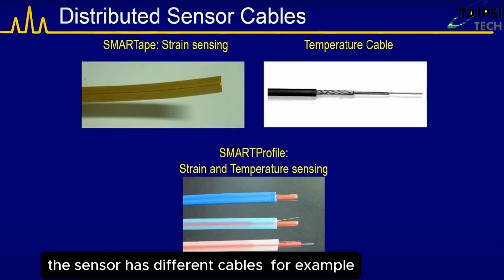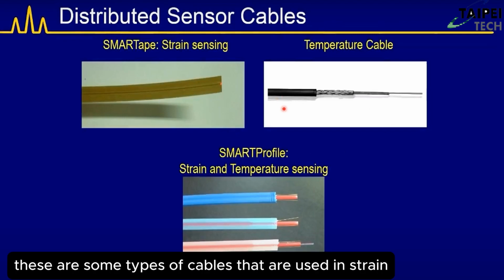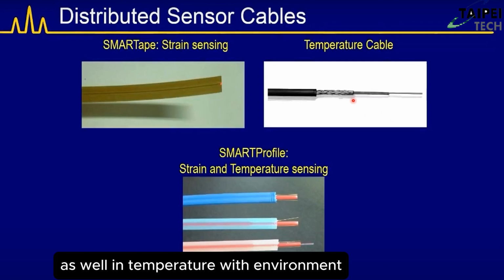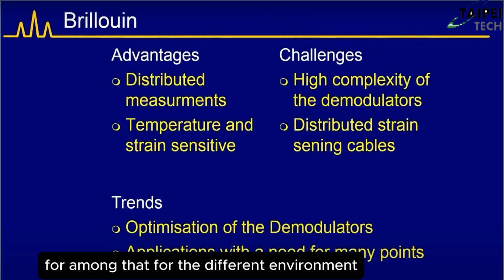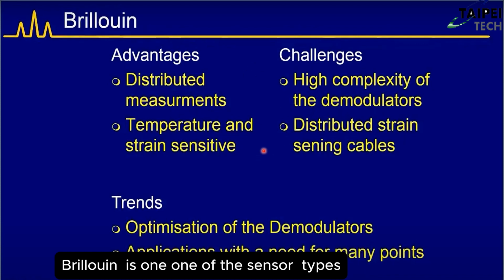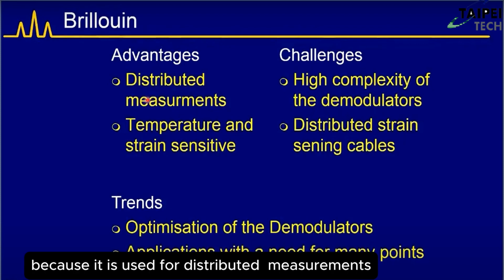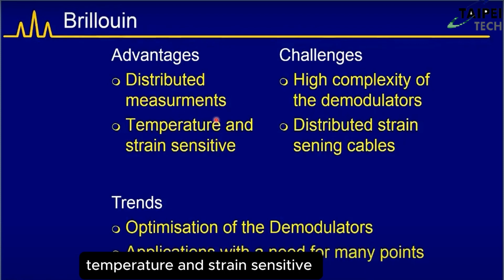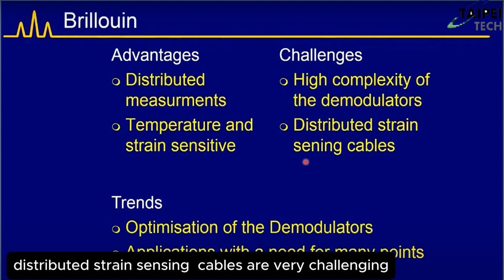The sensor has different cables. For example, we may use a strain sensing cable and a temperature cable. These are some types of cables that are used for strain as well as temperature in a distributed environment. Among those, for the distributed environment, Brillouin is one of the sensor types. It has advantages because it is used for distributed measurements and is temperature and strain sensitive, but its challenges are high complexity and demodulation. Distributed strain sensing cables are very challenging.